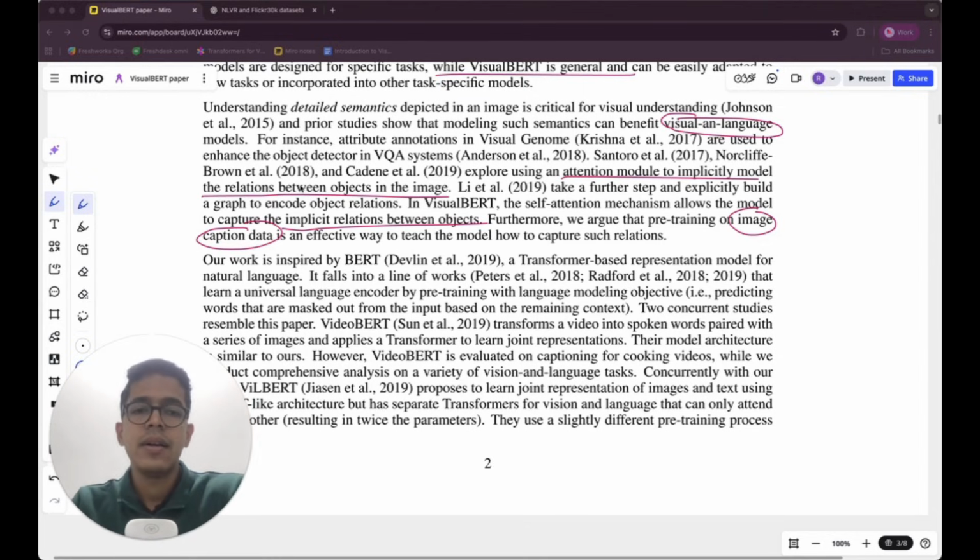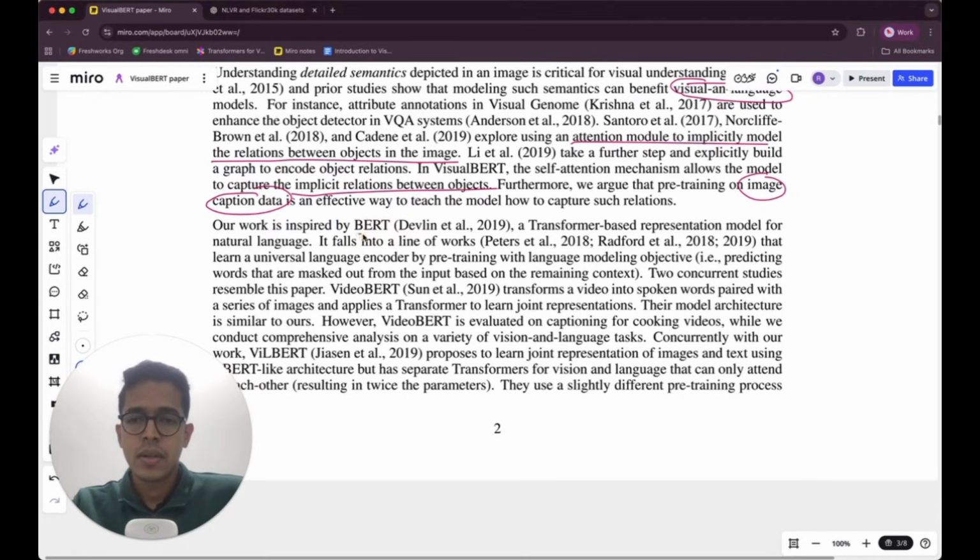But here, with visual captioning data, or image-caption data pairs, you can pre-train the VisualBERT model to learn all those things. Our work is inspired by BERT, of course, a transformer-based representation model for natural language.